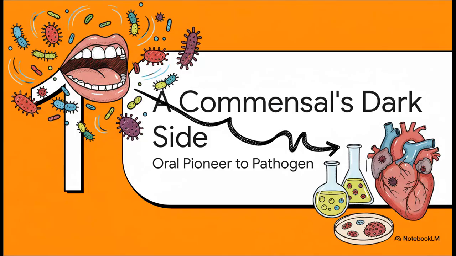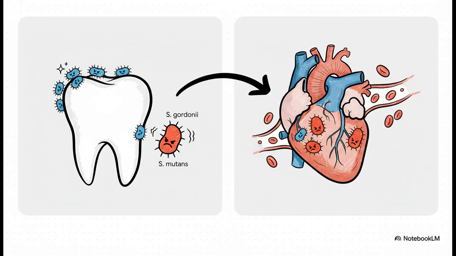Okay, let's really unpack that dual role. How in the world does a bug that's a key part of our oral microbiome turn into a major cause of infective endocarditis? So this is what's so fascinating. The bacterium's tools for survival get completely repurposed for attack. In the mouth, Streptococcus gordonii is a pioneer colonizer, helping build that biofilm we all know as plaque. It can even be a good guy, producing hydrogen peroxide that keeps the more infamous cavity causer, Streptococcus mutans, in check.